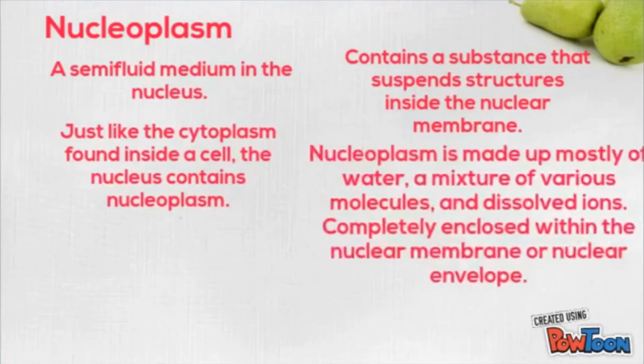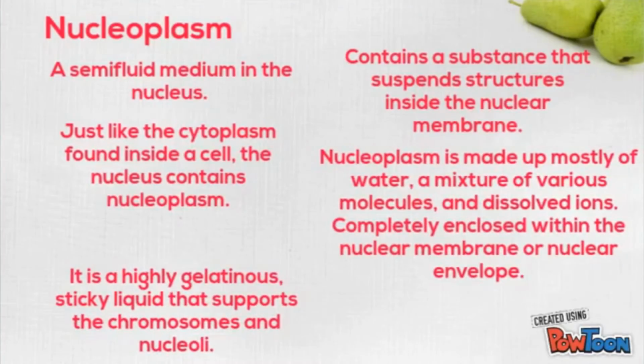Semi-fluid medium in the nucleus. The nucleus of most cells contains a substance that suspends structures inside the nuclear membrane. Just like the cytoplasm found inside a cell, the nucleus contains nucleoplasm. The nucleoplasm is a type of protoplasm that is made up mostly of water, a mixture of various molecules, and dissolved ions. It is completely enclosed within the nuclear membrane or nuclear envelope.